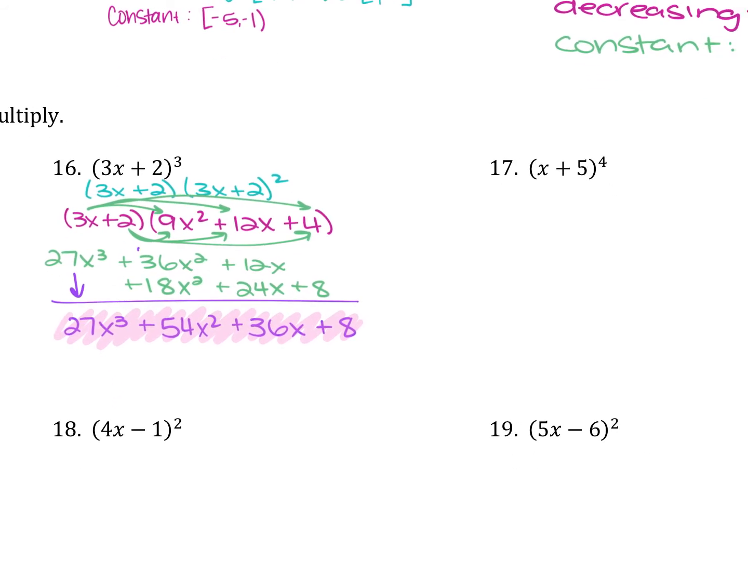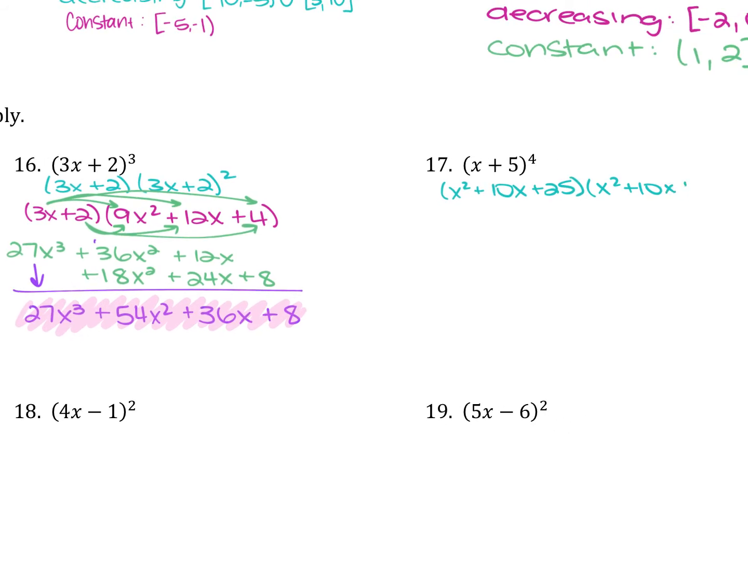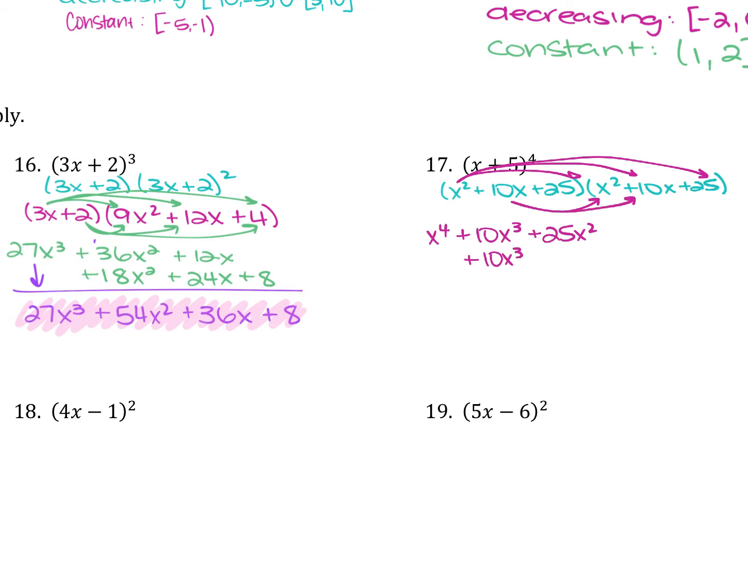For 17, you have (x plus 5) to the fourth power. So this is the same thing as saying (x squared plus 10x plus 25) times (x squared plus 10x plus 25). So you're just going to distribute in. So x squared times x squared is x to the fourth power. Then x squared times 10x is 10x cubed. X squared times 25 is 25x squared. And 10x times x squared is 10x cubed. 10x times 10x is 100x squared. 10x times 25 is 250x.